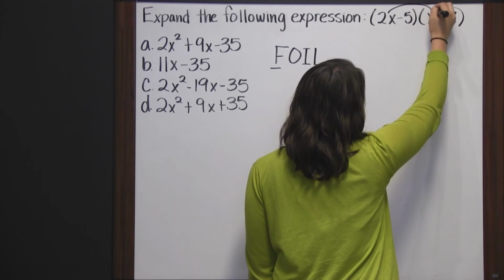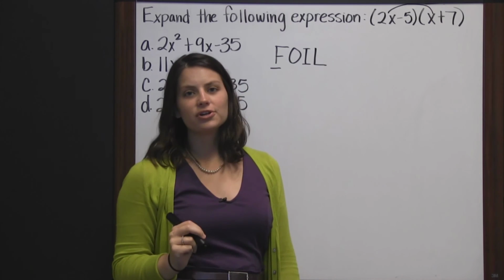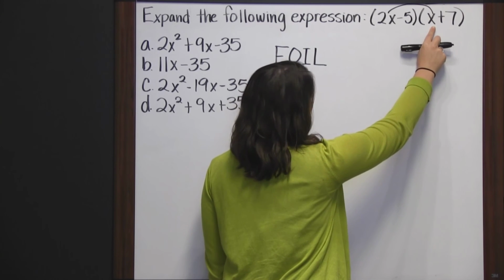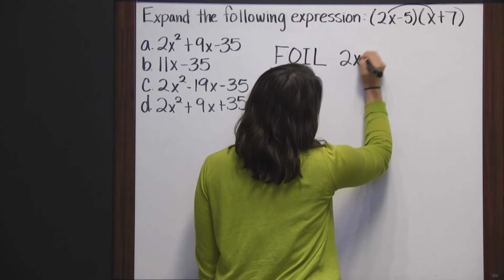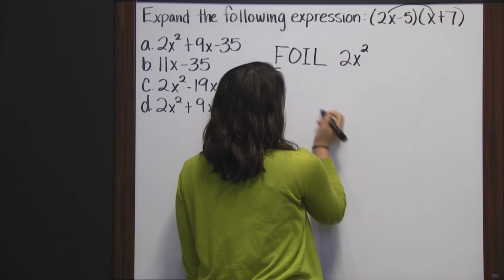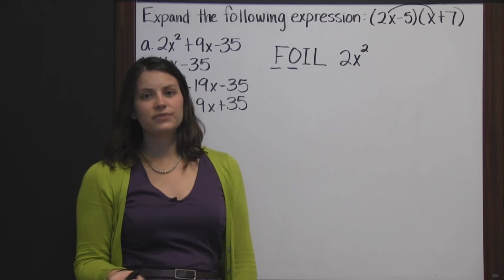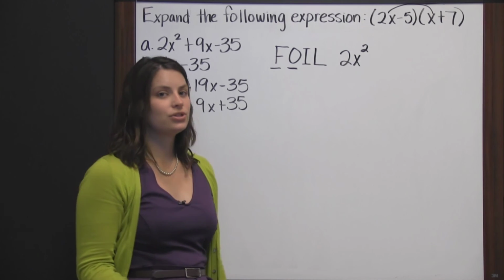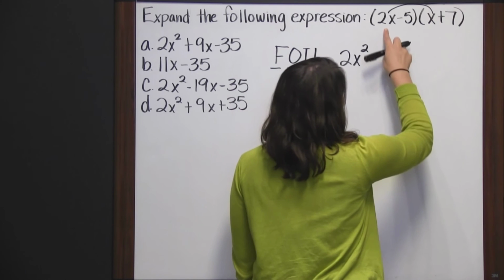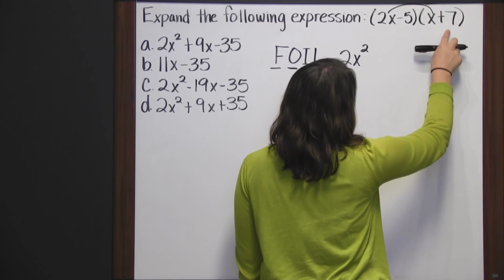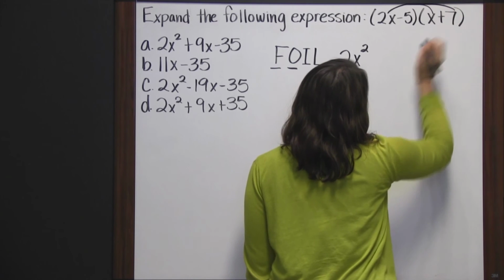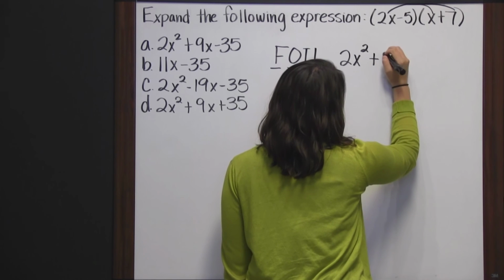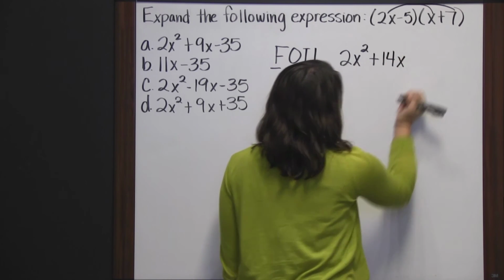So that's 2x times x. Those are the first terms in each set of parentheses. 2x times x is 2x squared. The O stands for outer or outside. So now we're going to multiply the 2 outside terms, and that's 2x and positive 7. Those are on the outside. 2x times 7 is 14x. So plus 14x.